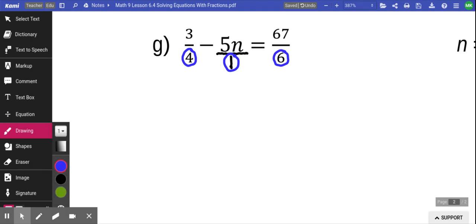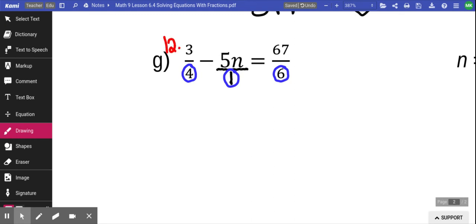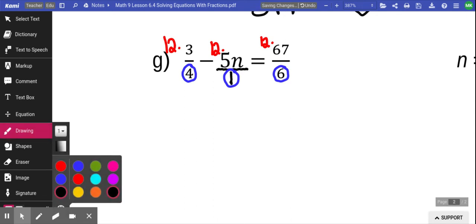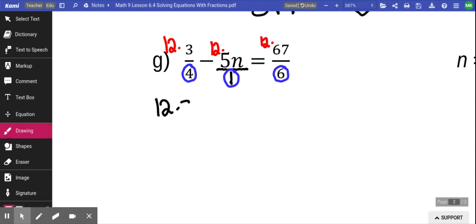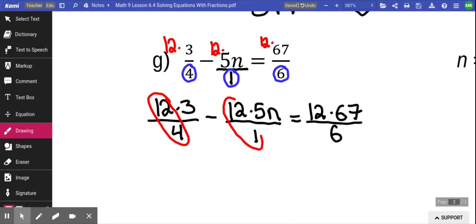And the answer is I could multiply all these numbers by 12 because 12 goes into each one of those. So I now have 12 times 3 divided by 4 minus 12 times 5n divided by 1 equals 12 times 67 divided by 6. And just like the previous questions, I can then focus in on my fractions and get rid of them.